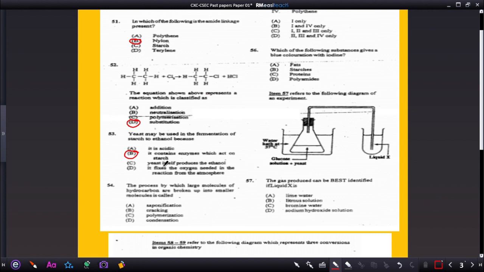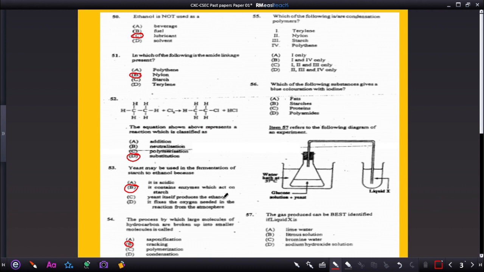54. The process by which large molecules of hydrocarbon are broken up into smaller molecules is called cracking. Saponification is making soap. Polymerization is the chain reaction forming the chain. Condensation is the removal of water, or a removal of a smaller molecule, from various reactions.